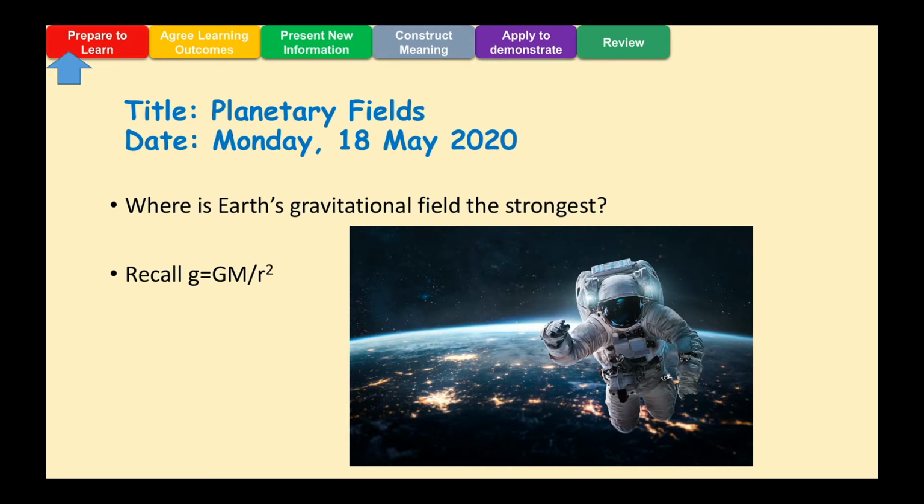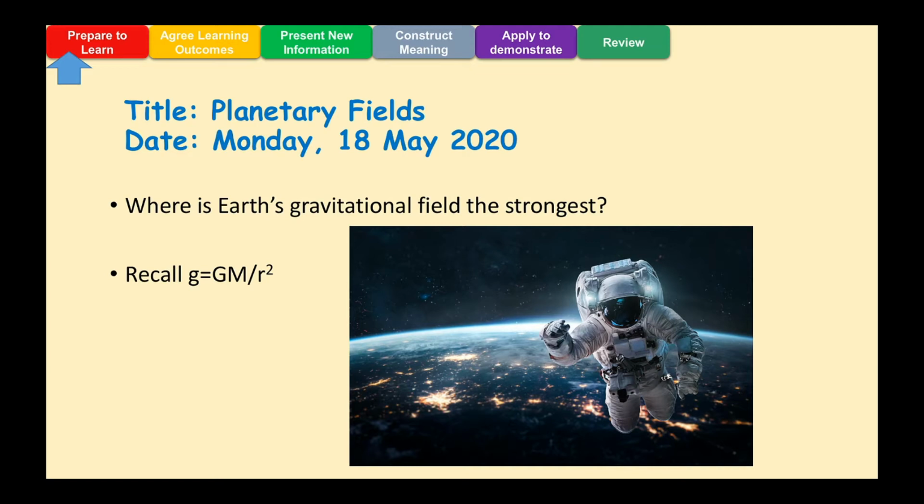So this is a lesson on planetary fields. I think it's 21.4 in the Kerboodle textbook for this course. And yeah, let's get started. So if we look at my starter question here, where do you think Earth's gravitational field is strongest? And I've given you a little hint here, where gravitational field strength is GM divided by r squared.